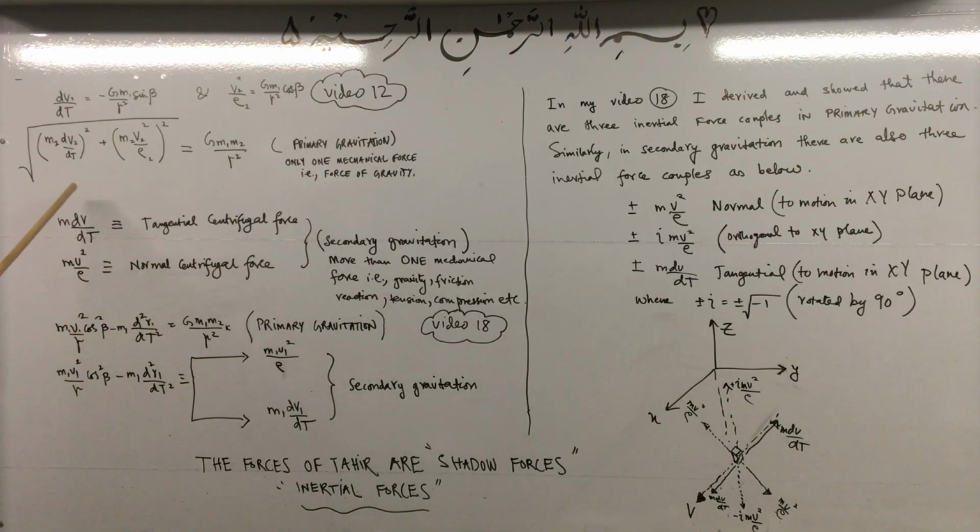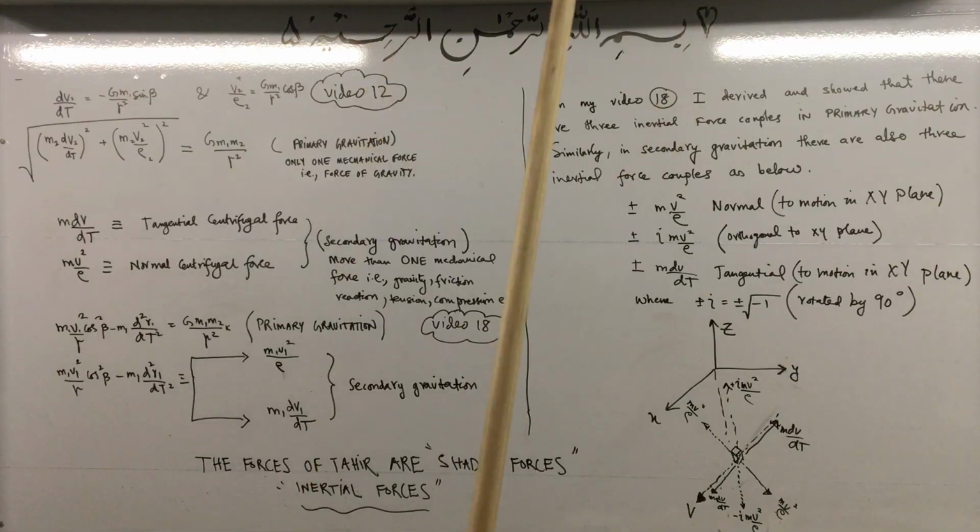Okay, so when we do the squares of both the right hand sides, we multiply both sides with m2, and we get G m1 m2 over r square, the gravitational force couple between the two particles. Gravitational force is not a single force. Gravitational force is a couple, two forces. Let me give you an example.